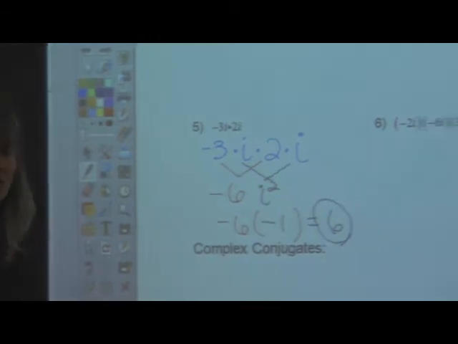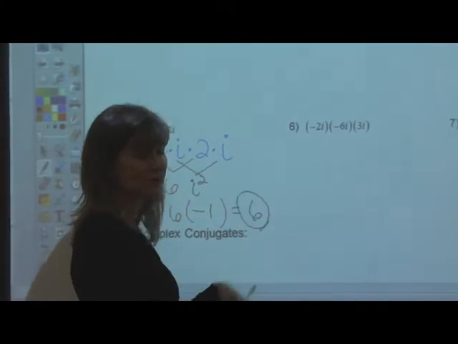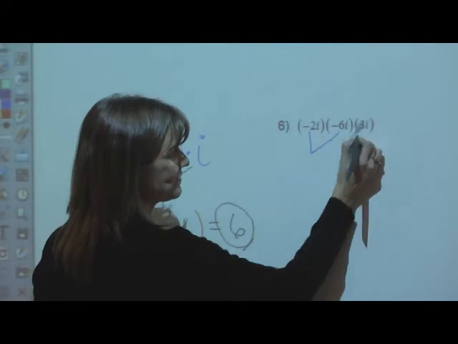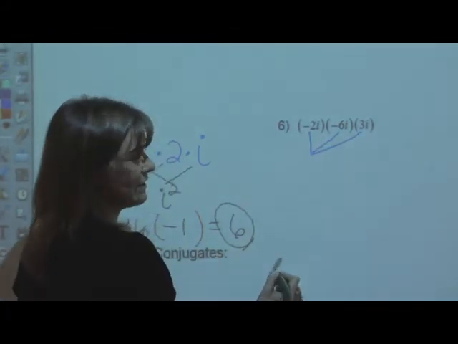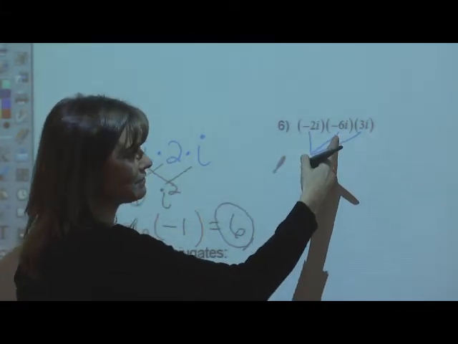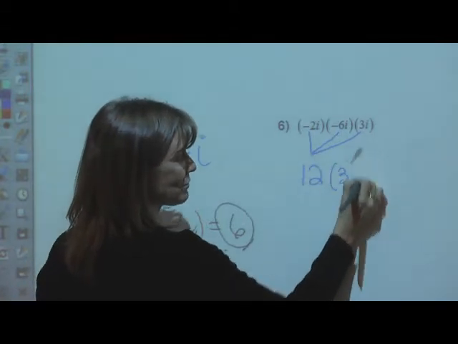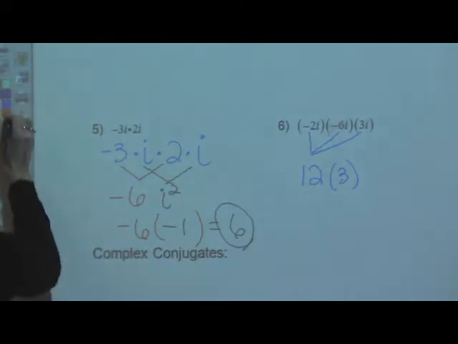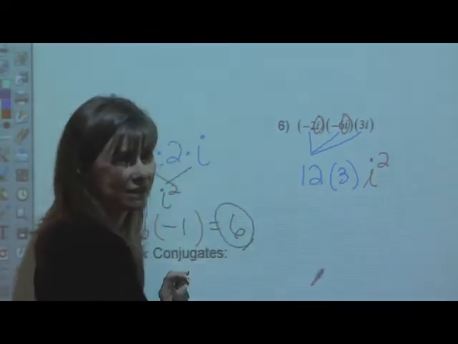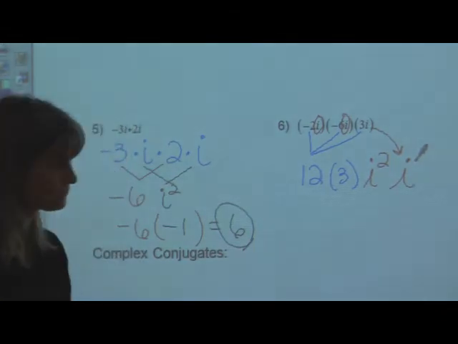Well, what do you do when you have more than just two things? Same thing. Just put i's with i's and numbers with numbers. So let's start with the numbers. I've got a negative 2, a negative 6, and a positive 3. All of those are coming down. Negative times a negative is a positive. So 2 times 6 is 12 times 3. And then I'm going to group my i's also. If I take these two i's and group them together, I get an i squared. If I take that final i, it's going to be all by itself.